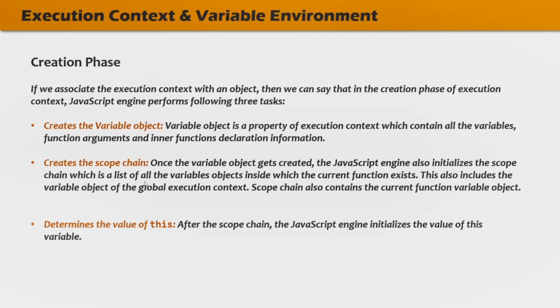Now, once the variable object gets created, the JavaScript engine also initializes the scope chain, which is basically a list of all the variable objects inside which the current function exists. And this also includes the variable object of the global execution context. And scope chain also contains the current function variable object.